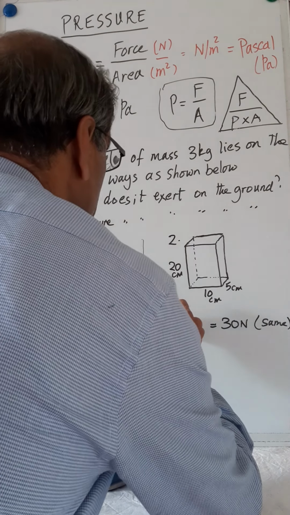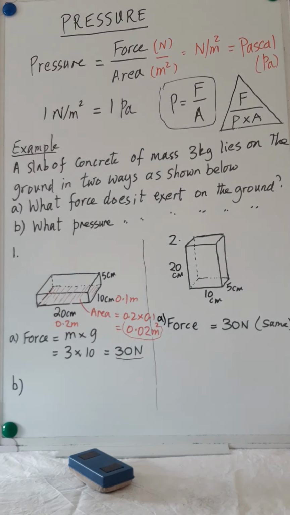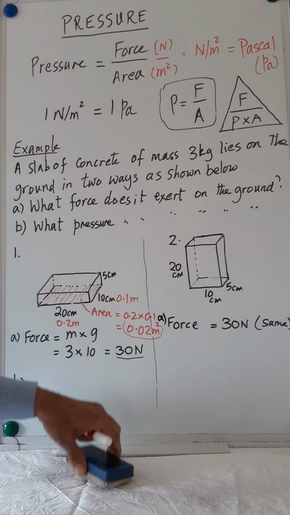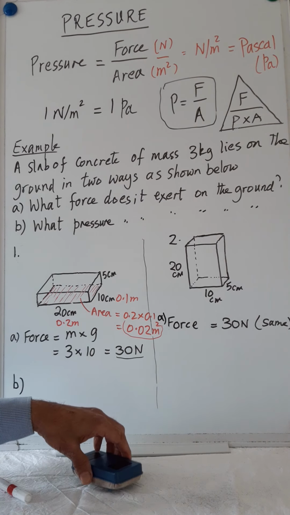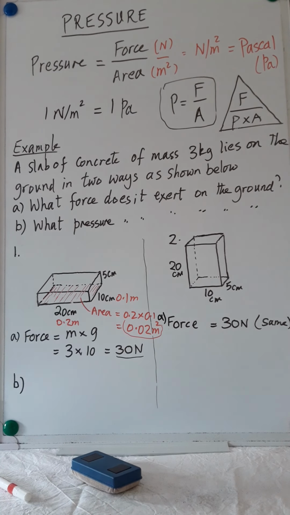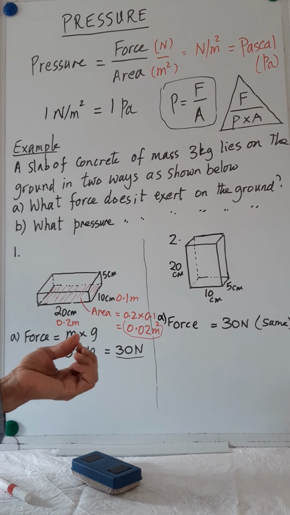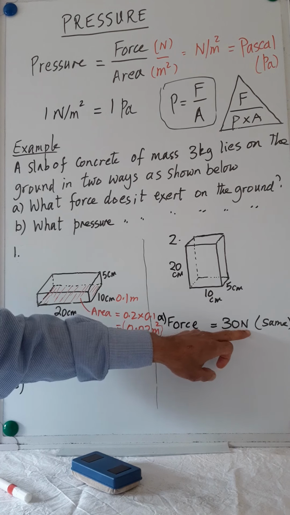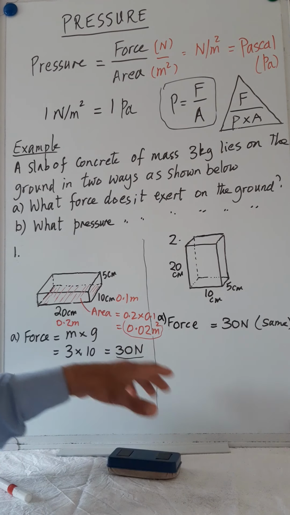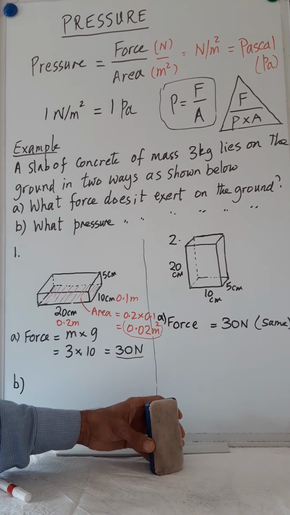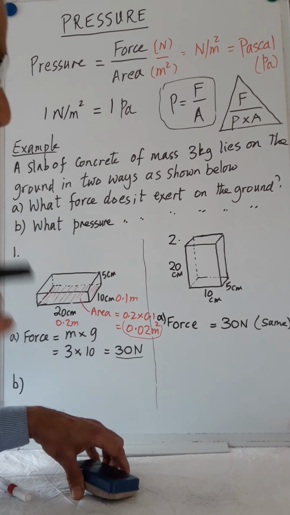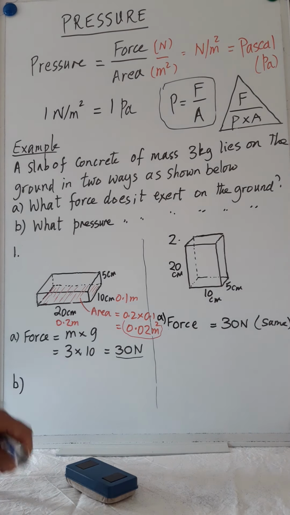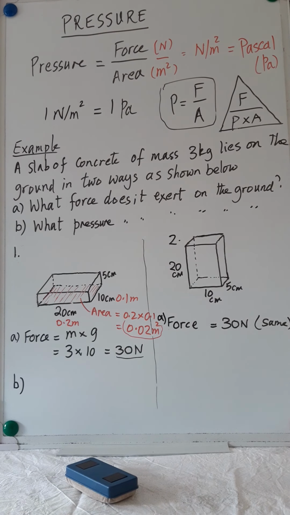Now, when we do part B, remember it's the same slab, okay? So we haven't changed the weight, it's still got the same weight. So it's exerting the same force on the ground, which is still 30 newtons. Okay, so if it's lying like this or standing up like this, it's exerting the same amount of force. But what about the pressure? The pressure depends on the area.